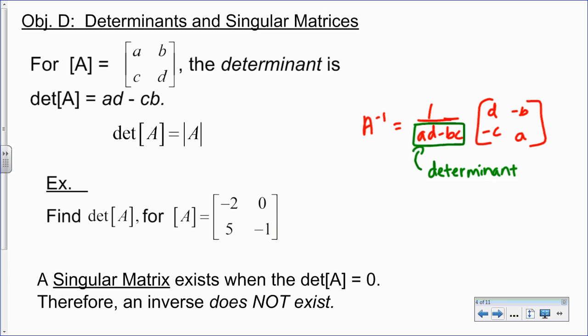Some notation. If you're asked to find the determinant, it's either going to say DET matrix A, or it's going to have just bars around A, not brackets, bars. So with matrices, this is not absolute value. Okay, those bars do not mean absolute value with matrices.